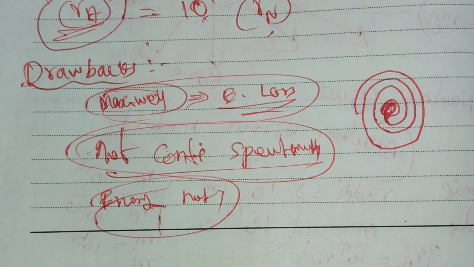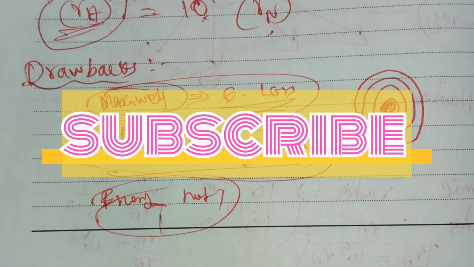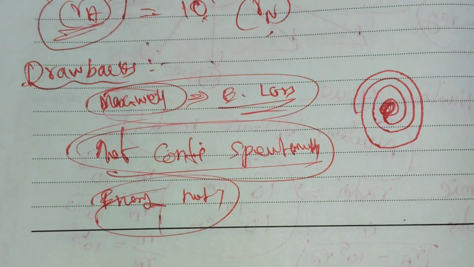Anyway, in this video we learned about the J.J. Thomson model, the watermelon-like model, and the Rutherford model.